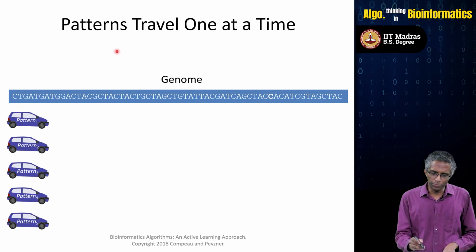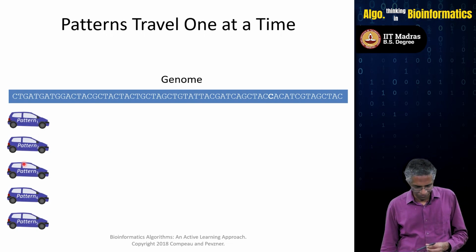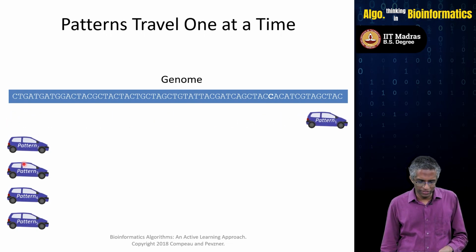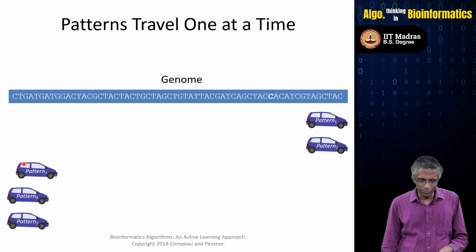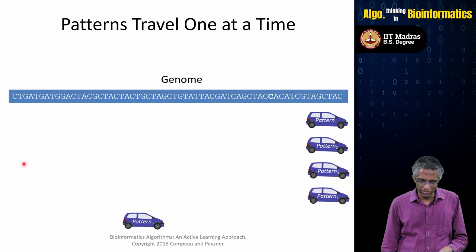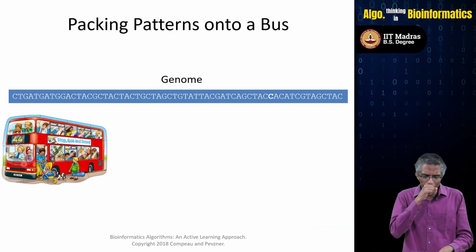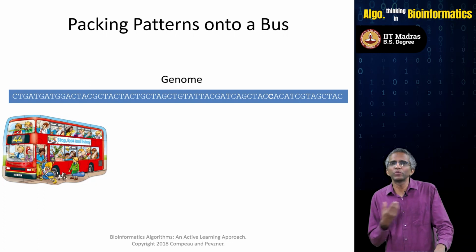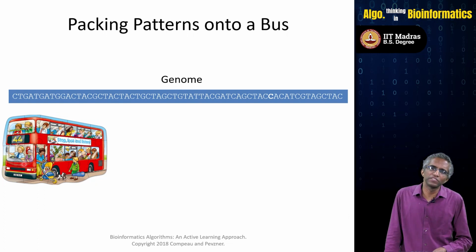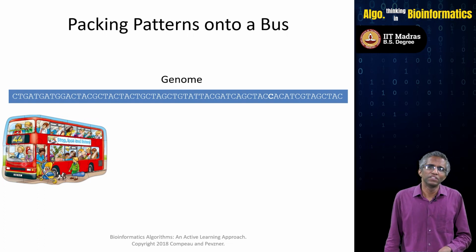So these patterns all travel one at a time initially, right? This was scanned, pattern 2 was scanned, pattern 3 was scanned, pattern 4 was scanned, and pattern 5 was scanned. That's why you got this quadratic running time. But can we scan all of them together? Can we pack all the patterns into a common data structure and then scan that single data structure across the whole genome?